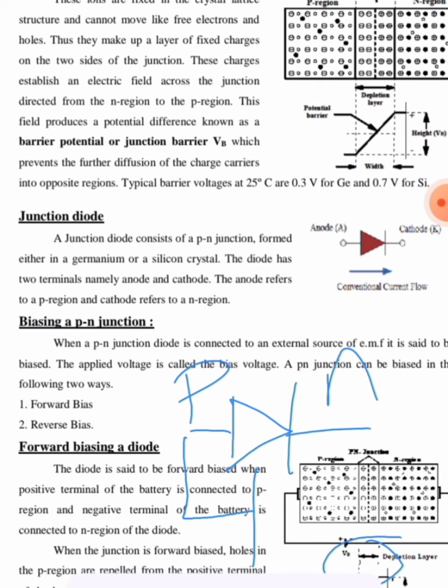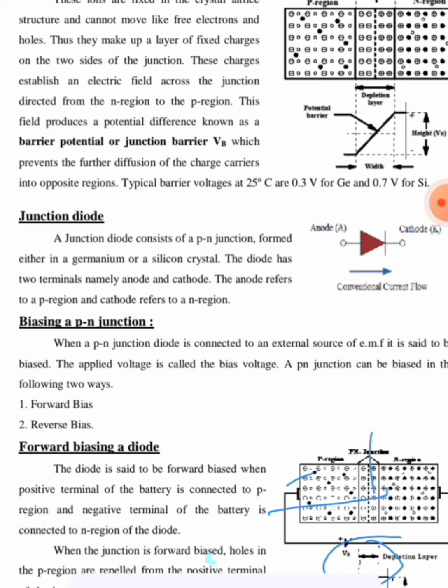P type is connected to the positive terminal of the battery. The longer lead will be called the positive terminal, the shorter lead will be called the negative terminal. So if the P side is connected to the positive terminal of the battery and the N side is connected to the negative terminal of the battery, then the diode is said to be forward biased. What happens when the diode is forward biased?